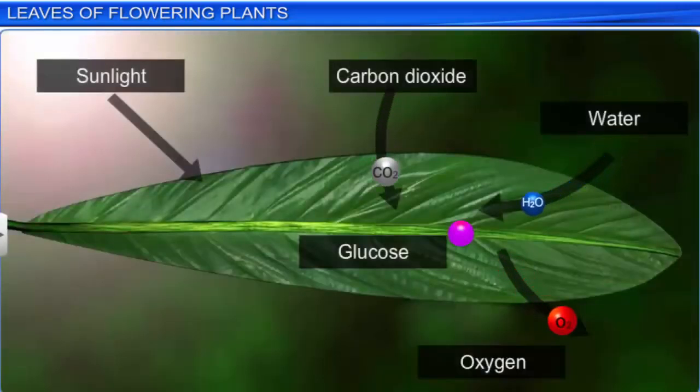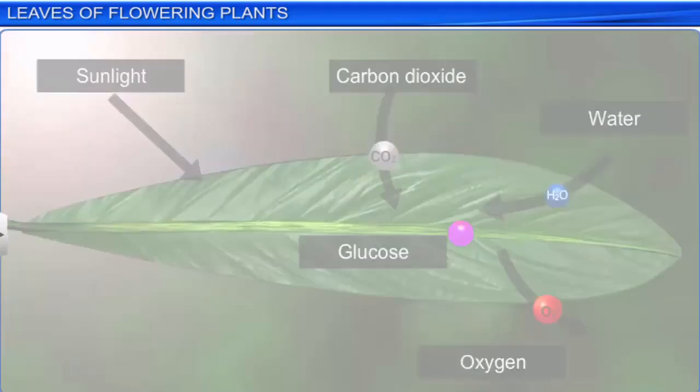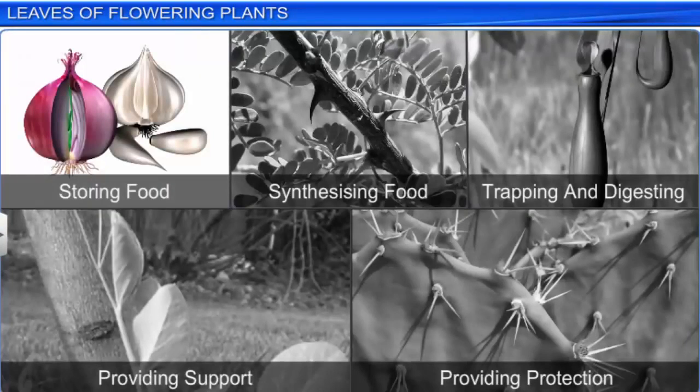A leaf has many functions. Apart from the primary function of photosynthesis, leaves sometimes get modified to perform functions like storing food, synthesizing food, trapping and digesting food, and providing support and protection.